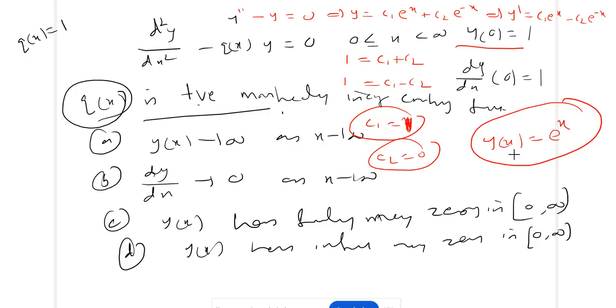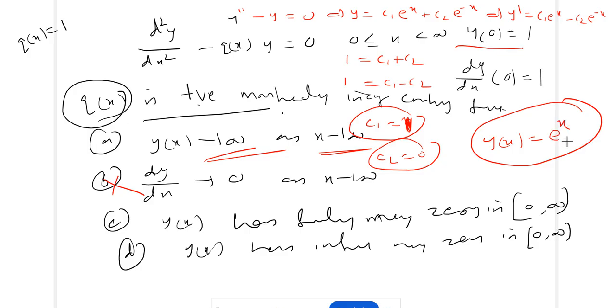Y of x equal to e power x, then what is the nature? As x tends to infinity, it becomes infinity. But dy by dx is e power x, that also goes to infinity. So dy by dx cannot be 0. And y of x has finitely many zeros: that means the solution can only have finitely many zeros. So what is the solution for this one? As finitely many zeros. And option D: as infinitely many zeros in 0 comma infinity. So what is the solution for this one?